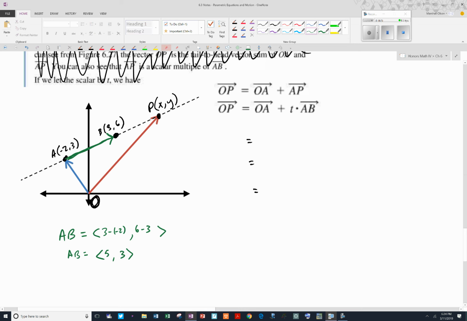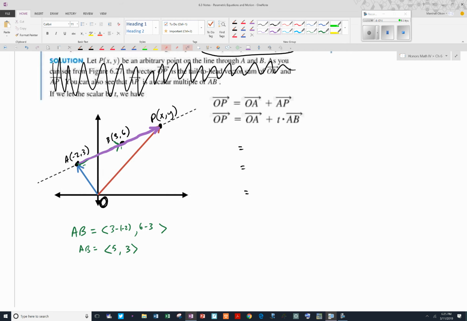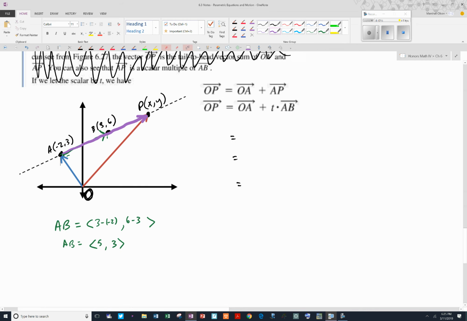Okay, and all that means is, if I started from that point where the blue vector ends, if I went to the right 5 and up 3, that would get me to that new point B that's right there. Okay, all right, so what does that green one have to do with getting to that point P? Well, now what we're going to do is take that vector, that green one, and scale it out so that it hits that point right there. Okay, and our scalar is going to be T.